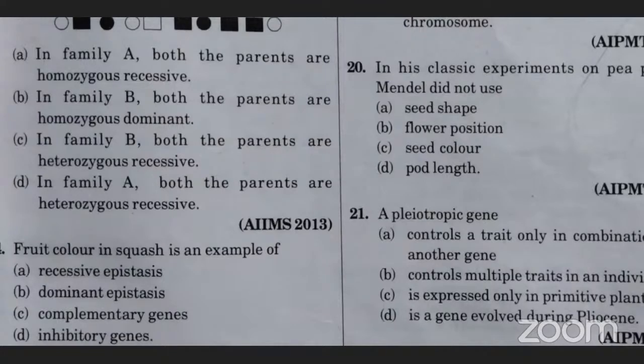So in his classic experiments on pea plants, Mendel did not use seed shape, flower position, seed color, or pod length. Which one is correct? This is the easiest question. In his classic experiment, as he used pea plants, he did not use one of the following characters. The answer is pod length. Pod length, because he used plant height, flower position, pod color, pod shape, and flower shape.